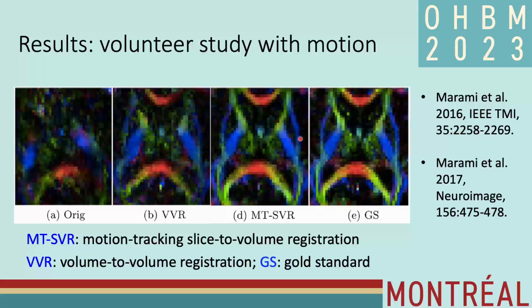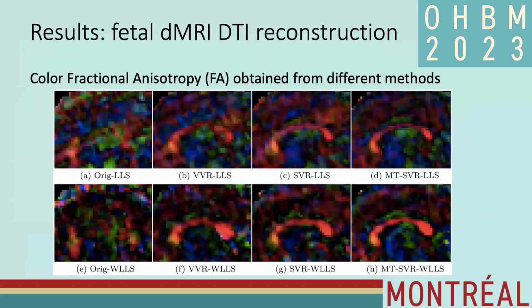So the papers reporting these works were published in TMI, and the version for the fetal MRI was published in Neuroimage in 2017. Application to fetal MRI, again we're looking at color FA with different techniques: original volume to volume registration, slice to volume registration, and our Kalman filter based slice to volume registration, and with linear least squares estimation versus weighted linear least squares in the bottom. And we see much improved performance with our technique.